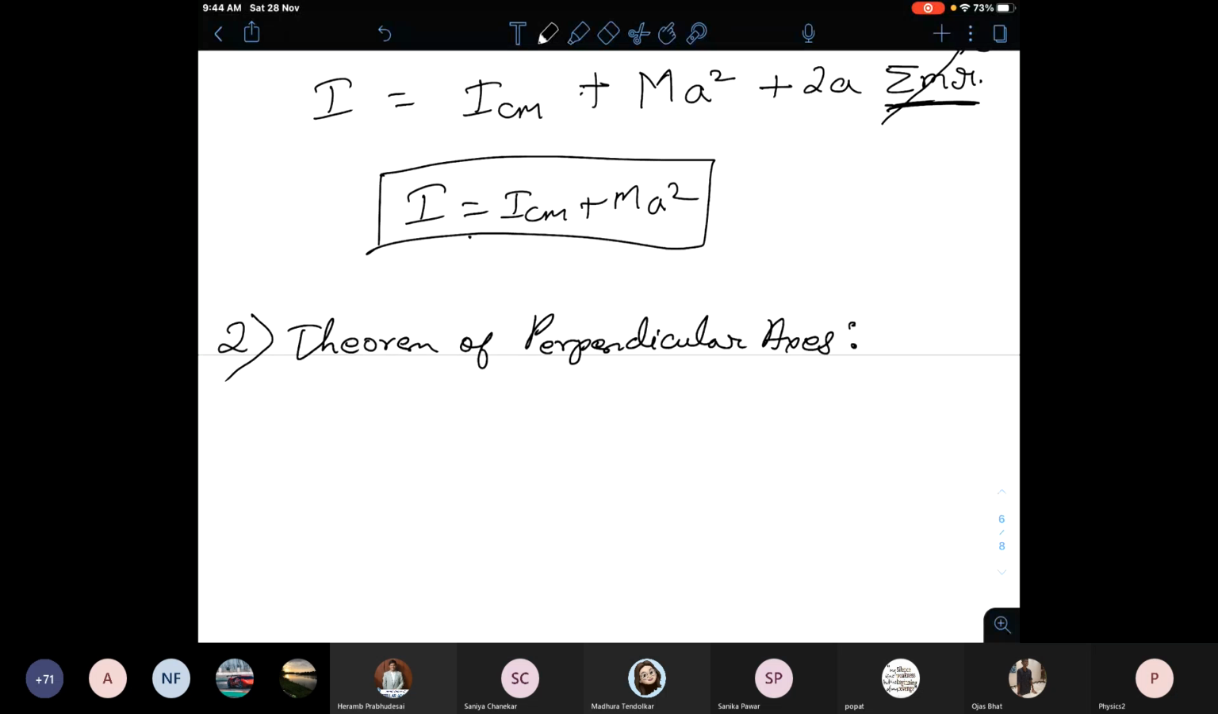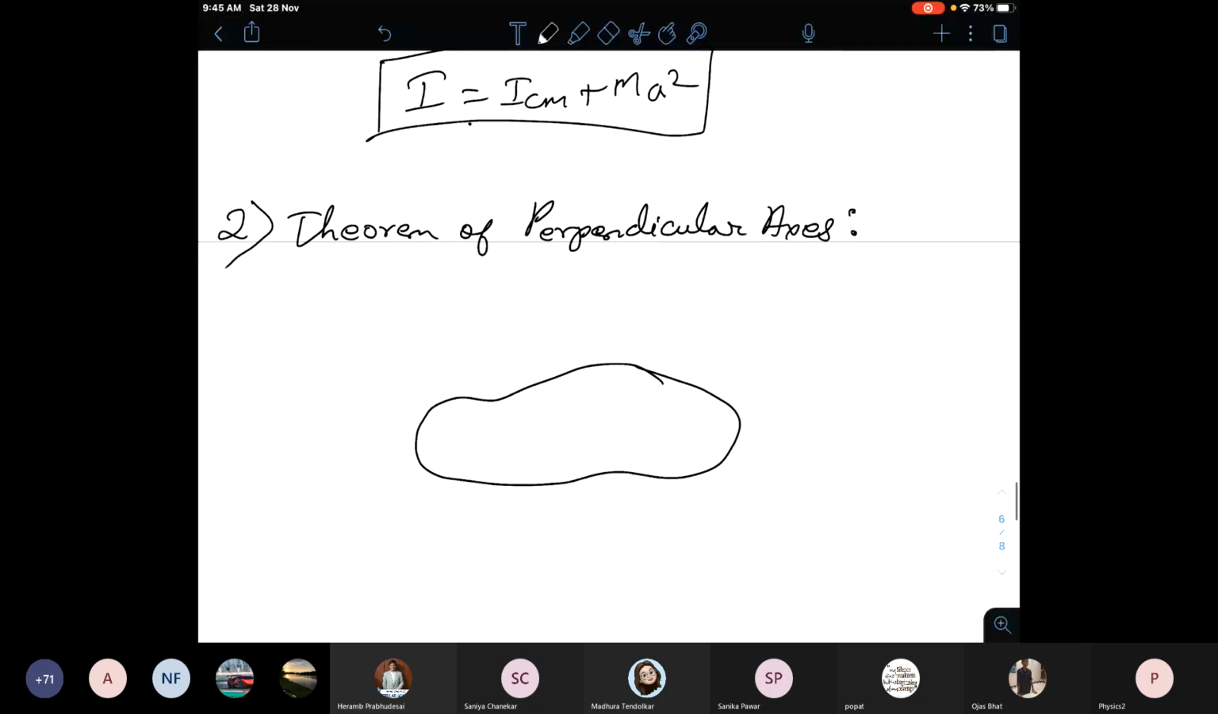What is the theorem of perpendicular axis? Suppose again I have some object. One axis is x, passing through the center of mass. Another axis is y, passing through the center of mass again, and the third axis is z, which is in the z direction. All are passing through the same point, that is the center of mass.